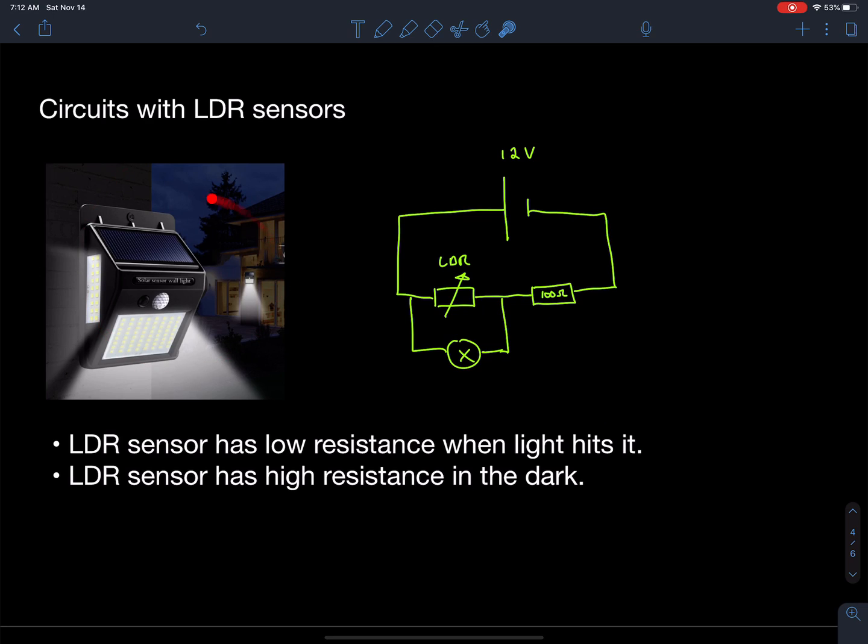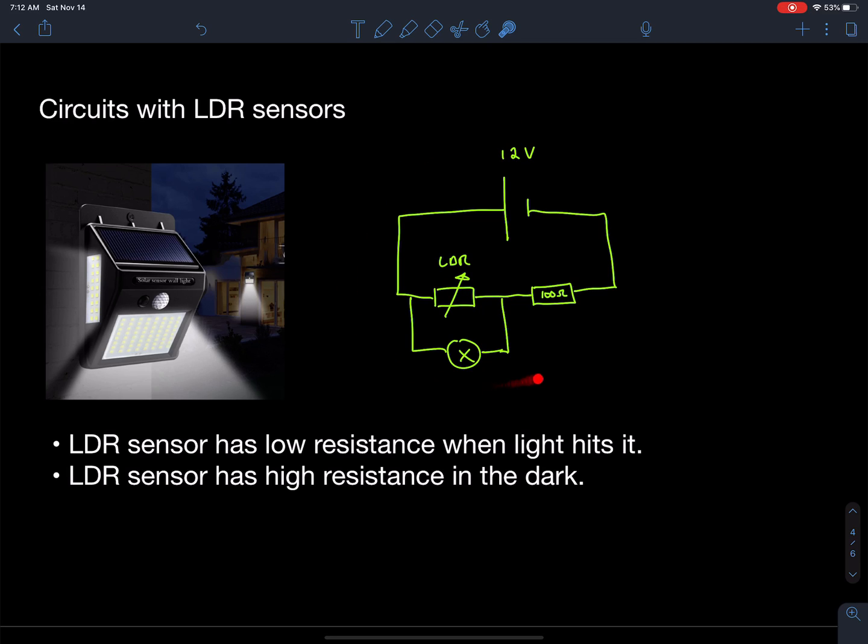Okay, the first sensor is a light-dependent resistor. That's what LDR means, light-dependent resistor. If light is hitting it, so during daylight, if light hits this sensor over here, what's going to happen is the resistance of that component, that sensor, goes down. The resistance of the light-dependent resistor will go down when light hits it. In the dark, the resistance of that component is very, very high.